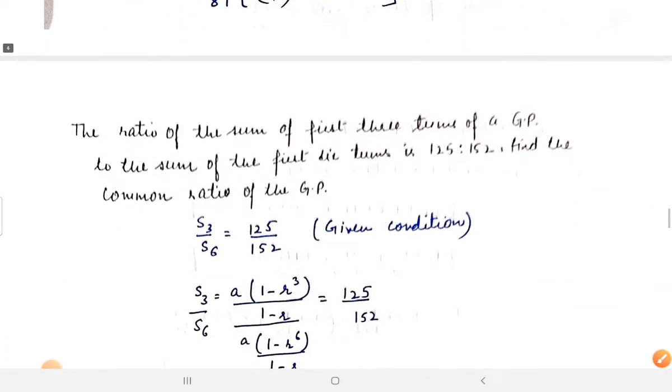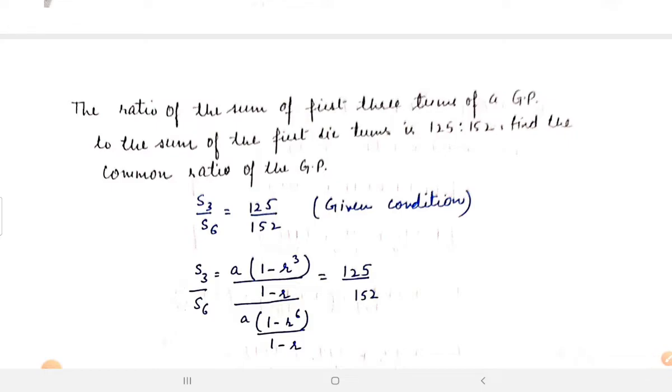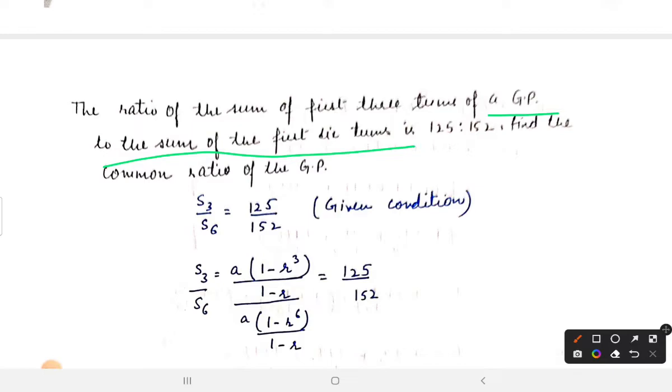Next question is: the ratio of the sum of the first 3 terms of a GP to the sum of the first 6 terms of the GP is 125 to 152. Find the common ratio of the GP. So we have the given condition, the ratio of the sum of 3 terms S3 to the sum of 6 terms S6 is 125 upon 152.